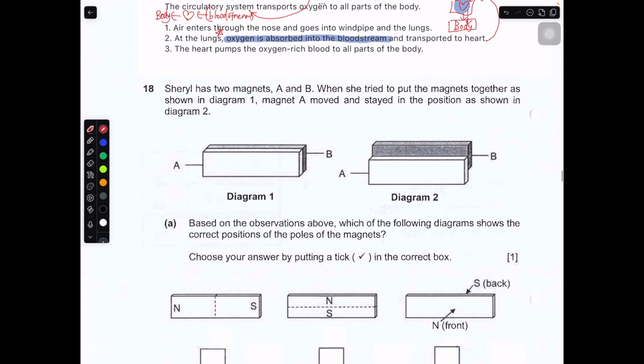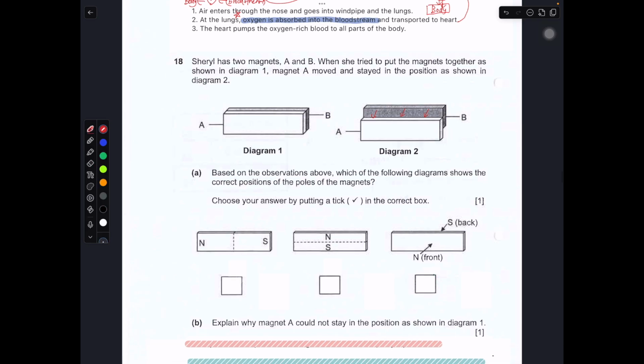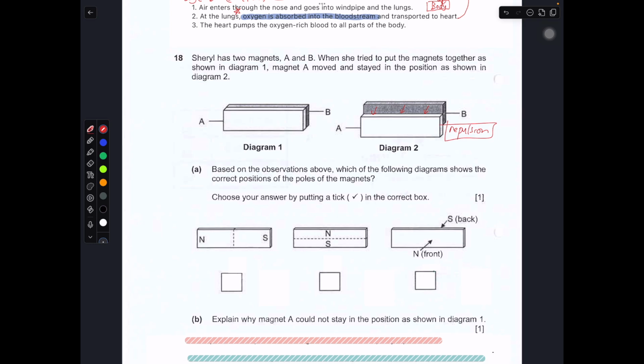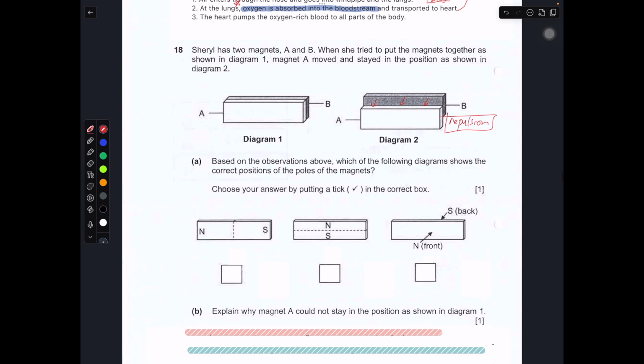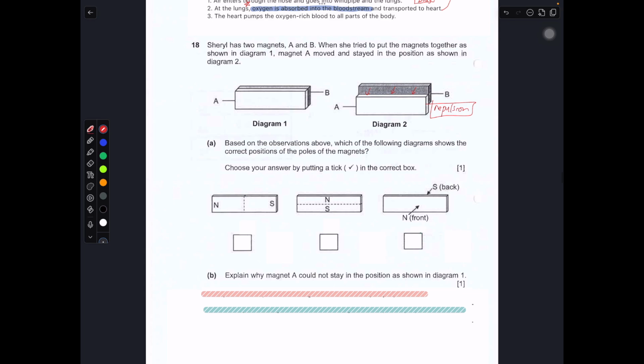Sherry has two magnets, A and B. When you try to put the two magnets together as shown in diagram 1, magnet A moves and stays in a position. Can you see it's trying to move away from the magnet? So this shows you repulsion taking place. Based on the observation, which of the following diagrams shows the correct position of the poles of the magnet? Choose your correct answer by putting a tick. The intended answer for this question is actually this.